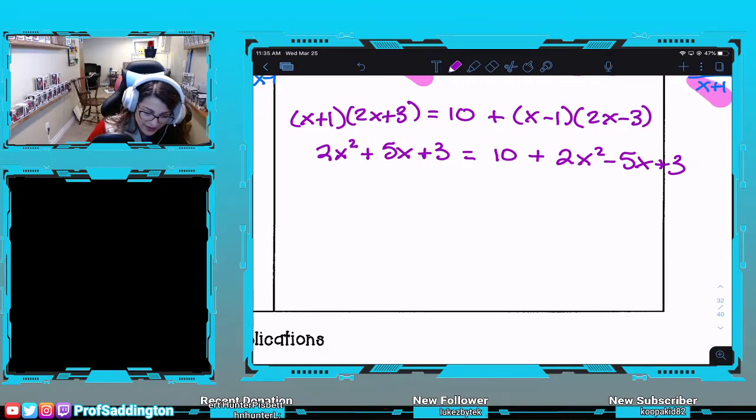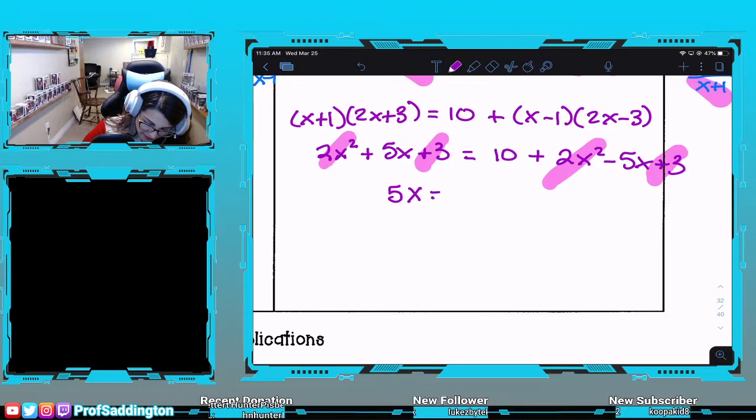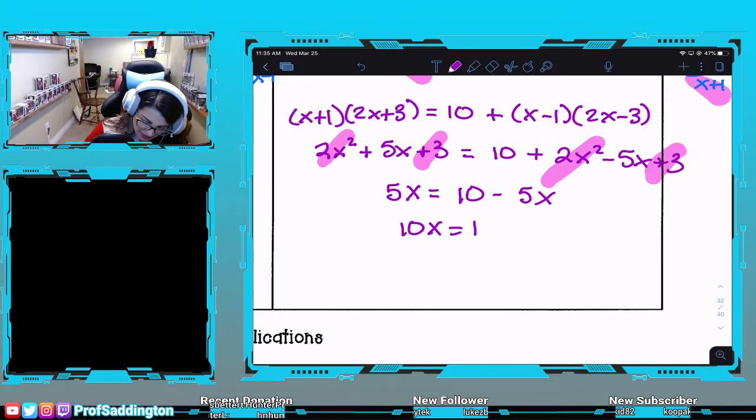And then we got to get everything to one side. Well, if we look at this, a lot is canceling out. If I subtract 2x squared from either side, that's gone. So that's kind of nice. And similarly, these 3's are also going to cancel out. So let's clean that up. We have 5x equals 10 minus 5x. So no squareds here, so no factoring. That's always nice. So I'm going to add over the 5x. So we get 10x equals 10. And therefore we get x equals 1.